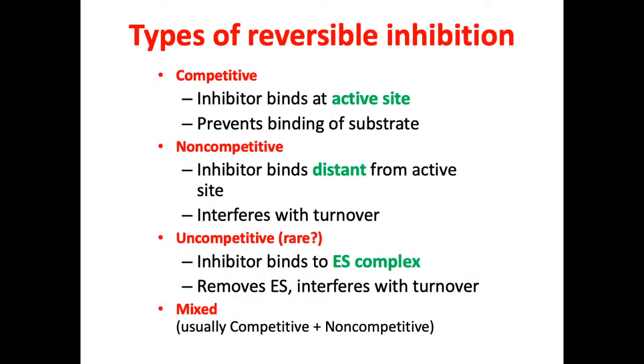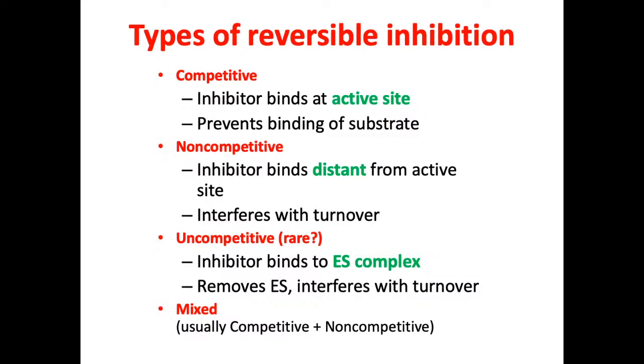So there are types of reversible inhibition. They are competitive, non-competitive, and uncompetitive, and also the fourth one, mixed. So these are all four different types of reversible inhibition. Competitive inhibitors bind at the active site and prevent binding of the substrate. They don't let the substrate attach, and they compete for the active site of the enzyme.